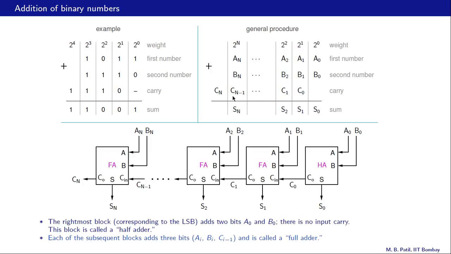These are the carries. This C0 is coming from column number 0, C1 is coming from column number 1, and so on. And this is our final sum. S0 gets a weight of 2 raised to 0, S1 gets a weight of 2 raised to 1, and so on.